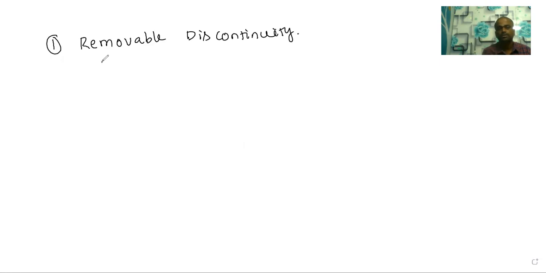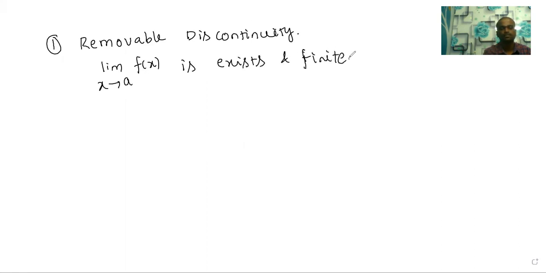In this removable discontinuity, the limit of the function at a given point, say the given point is a, exists and it is finite. But the function may or may not be defined at a. Though it is defined at a, it is not equal to the limit of the function. So that's why we are discussing it as a discontinuity of the function.